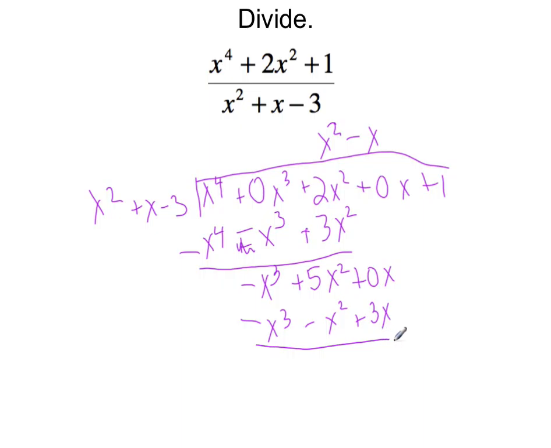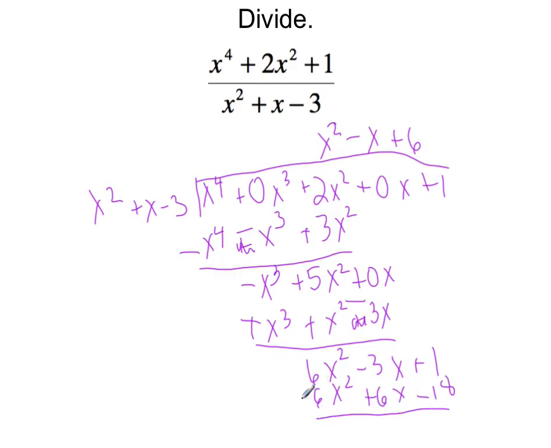Again, I'm subtracting, so I'm going to change my signs, and I'm going to add. So that gives me 6x squared minus 3x, and I'm going to carry down the 1. And then again, how many times does x squared go into 6x squared? And that is plus 6 times. So then I'll have 6x squared plus 6x minus 18. Again, changing the signs and adding.